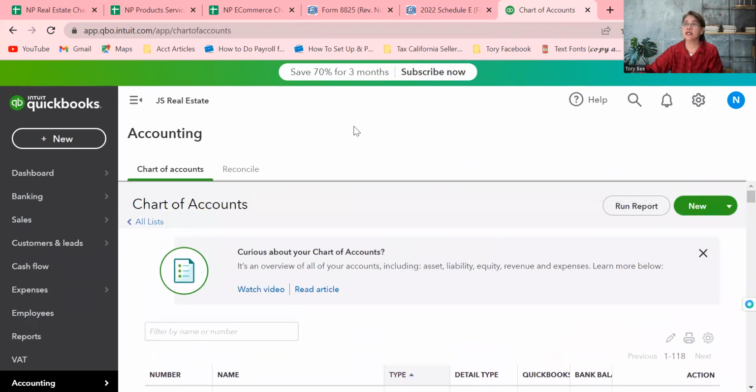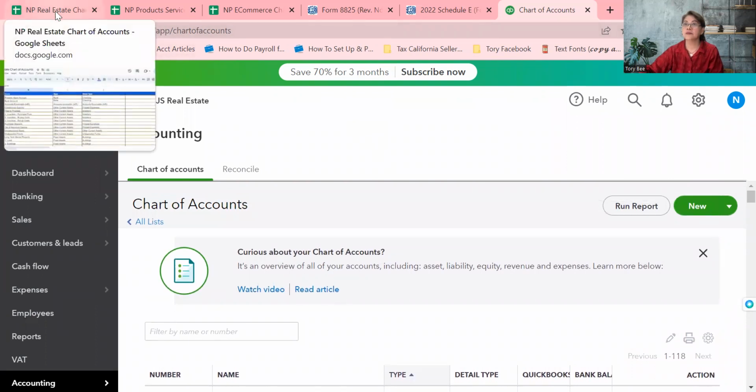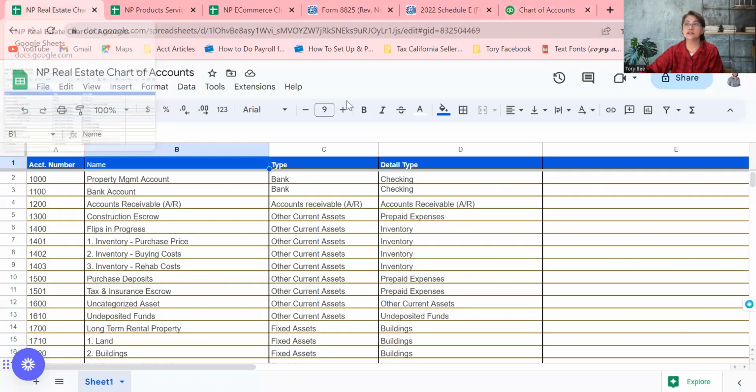And before this, I forgot. Let me show you the real estate chart of accounts in my Google Sheet. These accounts have already been added to our QuickBooks sheet, but there are items here that I will still add so you can see how I did it, and how I'm going to do it for you guys.